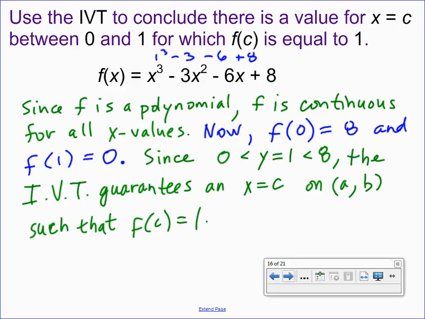An important note, the intermediate value theorem is an existence theorem. It guarantees the existence of some x equals c value. It doesn't tell you how many c values there are, or how to find them, or what they are. It just guarantees the existence. We could certainly go and find that c value, using a solver on our calculator, or solving graphically or numerically, or second calculate intersect, or second calculate zero, and that's fine. But for now, we just needed to conclude that there is a value c.